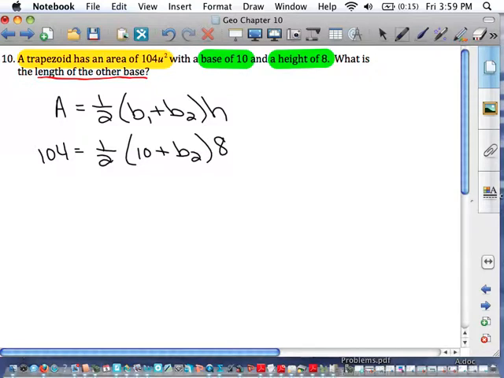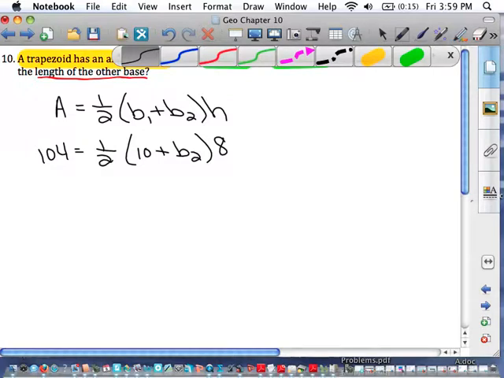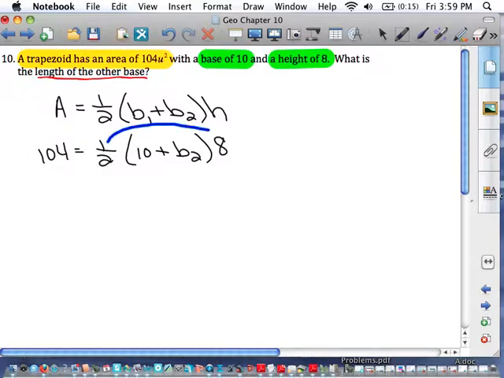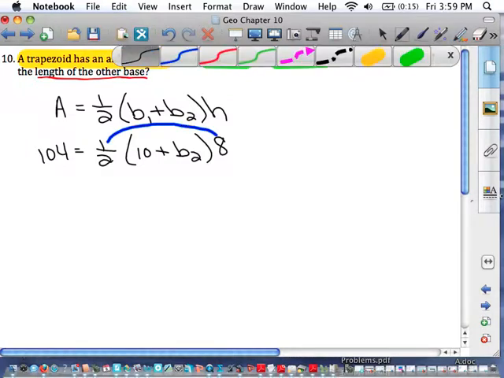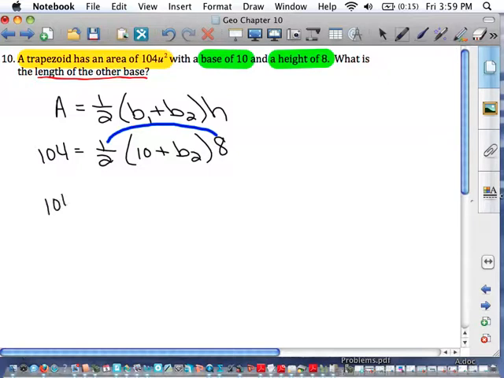So this one gets a little tricky algebraically. I recommend the first thing you do is just go ahead and combine the 1/2 and the 8 so it looks a little nicer. So I have 104 is equal to 1/2 times 8 would be 4 times 10 plus base 2. Now, you can go one of two ways. You can either divide both sides by 4, or you can use the distributive property and distribute that 4. So let's do it that way because I think that way is a little cleaner.